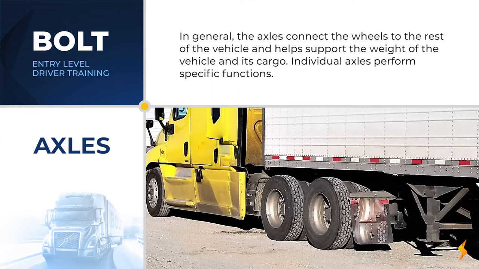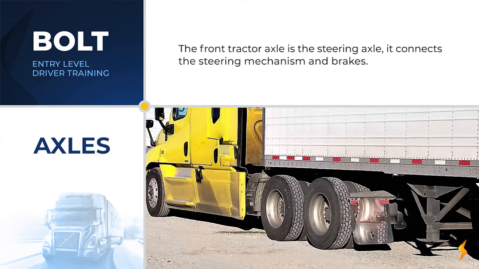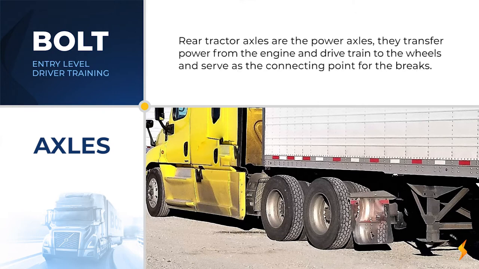Individual axles perform specific functions. The front tractor axle is the steering axle. It connects the steering mechanism and brakes. Rear tractor axles are the power or drive axles. They transfer power from the engine and drivetrain to the wheels and serve as the connecting point for the brakes.